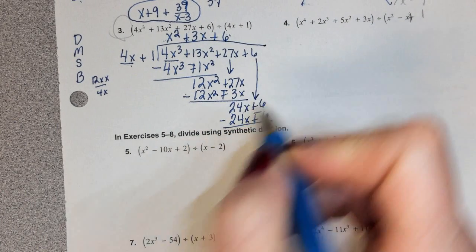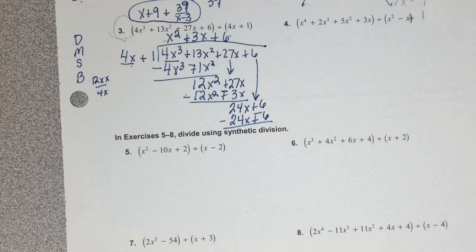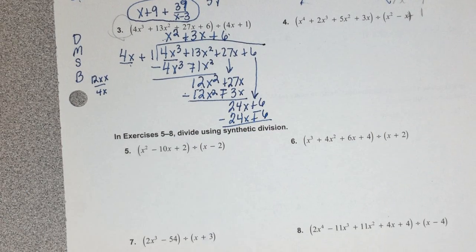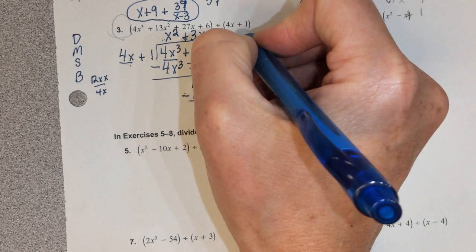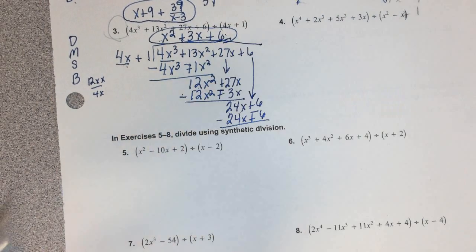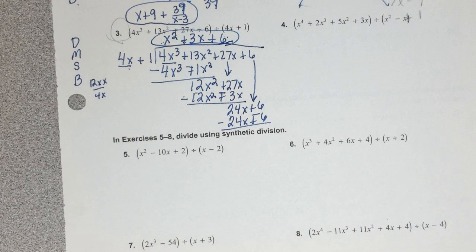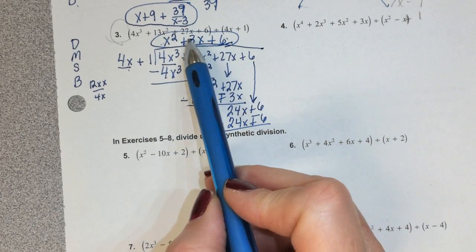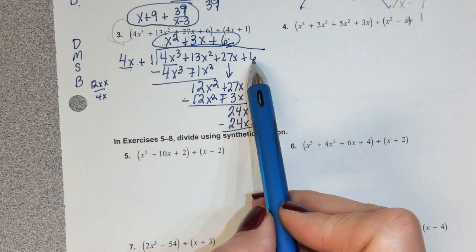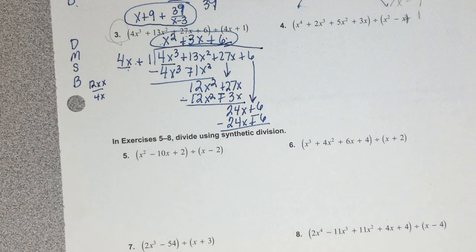Subtract. And what are we left with when we subtract? 0. So therefore, this is going to be the entire quotient. There was no remainder. If I wanted to, I could check this by seeing if these two multiplied would equal that. We're not going to check it though, but you could.